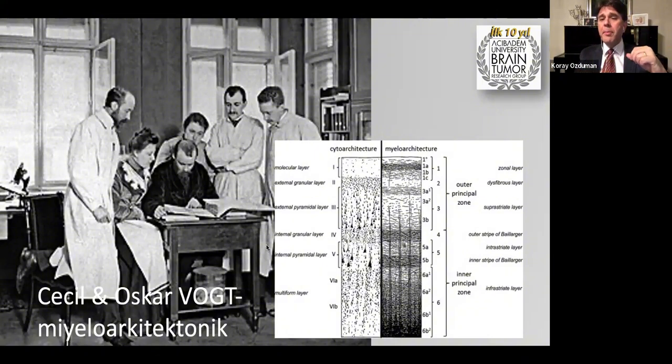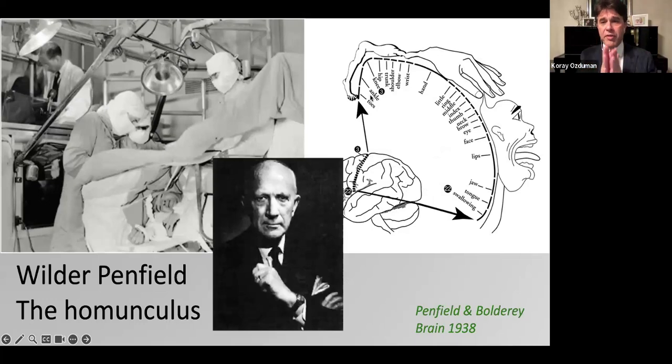So they also made a myeloarchitectonic map of the brain. So with these two maps, we started knowing more about the anatomy of the brain on the surface.